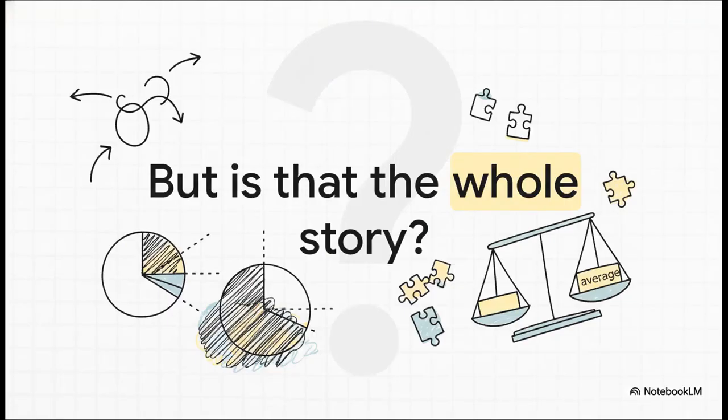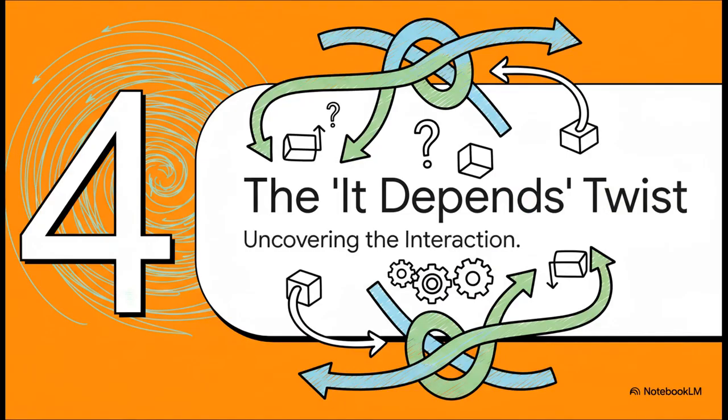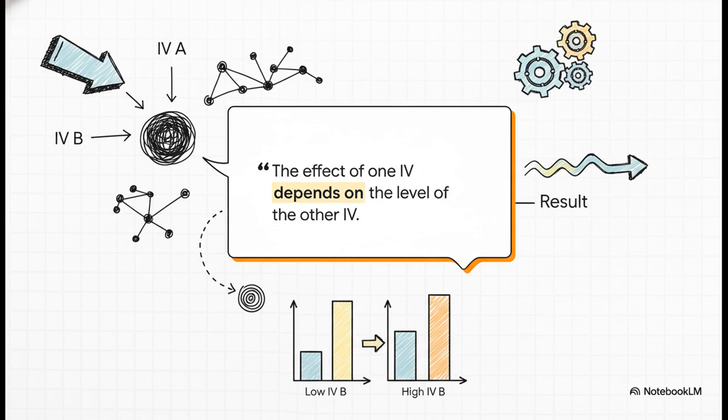But here's the big question. Is that on average story really the whole story? Well, a lot of the time it's incomplete, and it can even be totally misleading. So let's move on to the real story, the twist in the plot that reveals all the complexity. And this is what we call an interaction. It really all boils down to this one simple, powerful idea. The effect of one thing isn't always constant. It often changes based on some other factor.